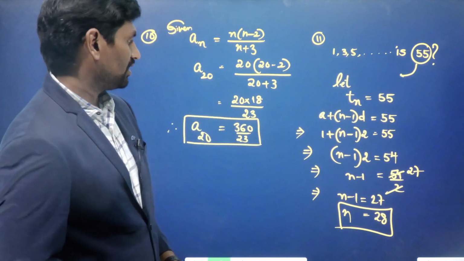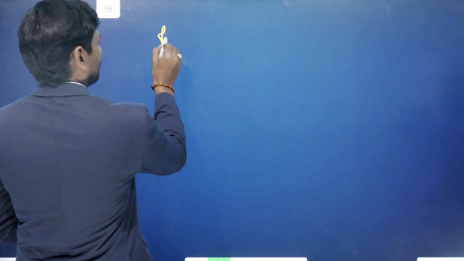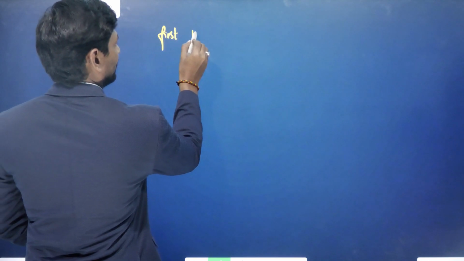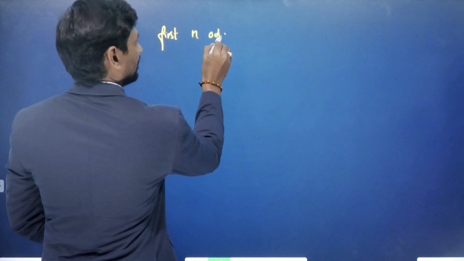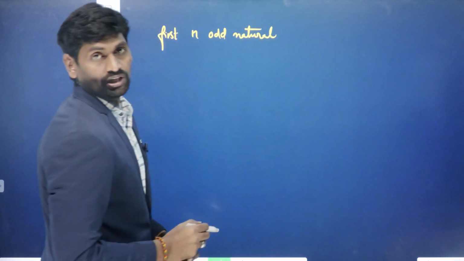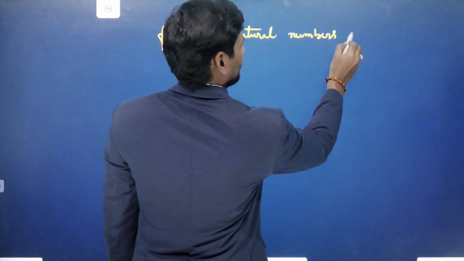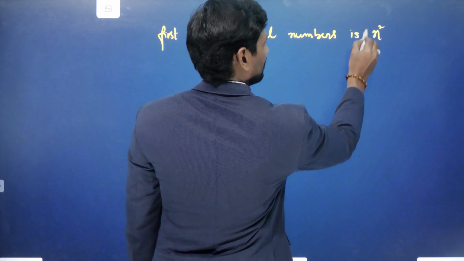Okay, now let us go to the next problem. The 12th question: the sum of the first 20 odd natural numbers. The formula you should remember: the sum of the first n odd natural numbers. Natural numbers start from 1. The formula is n square.